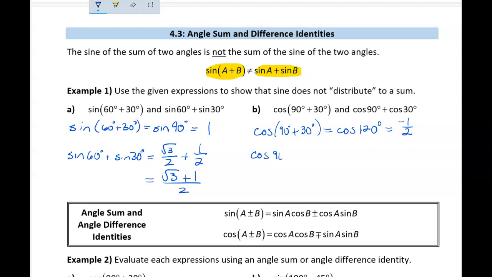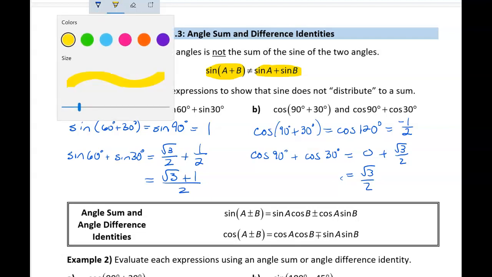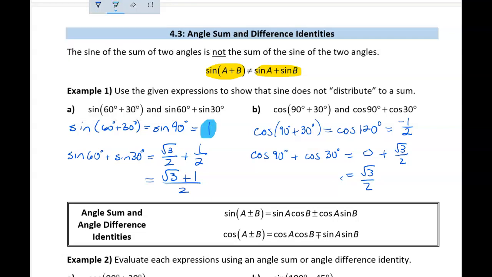Now let's find the cosine of 90 degrees plus the cosine of 30 degrees. The cosine of 90 is 0, and the cosine of 30 degrees is the square root of 3 over 2. So that equals the square root of 3 over 2. In both cases, we can see that the two expressions that we got for each of these answers are not the same. So cosine and sine do not distribute to an angle sum.